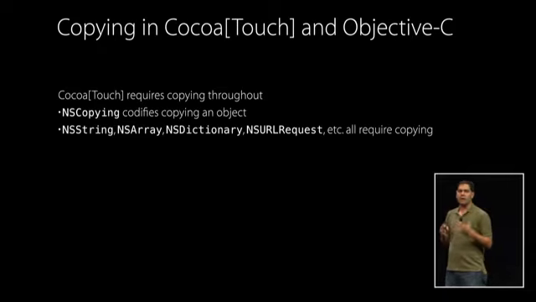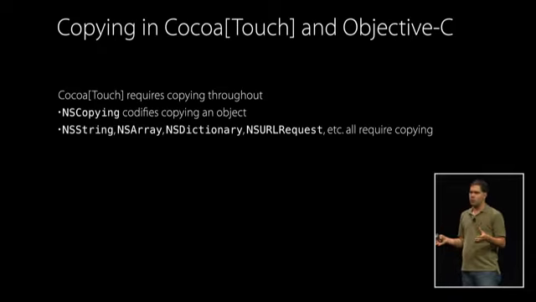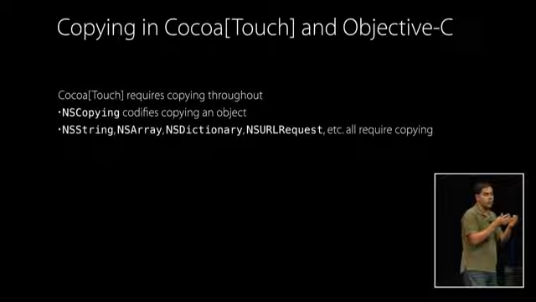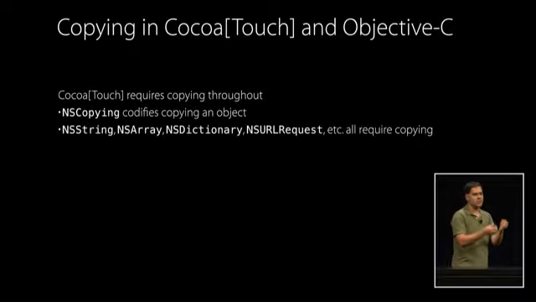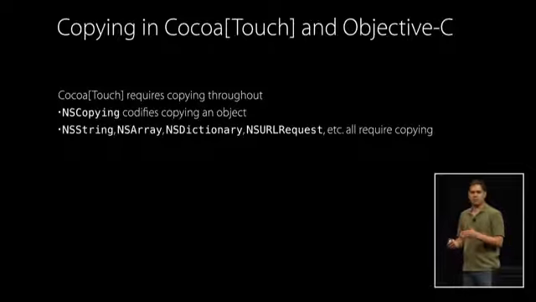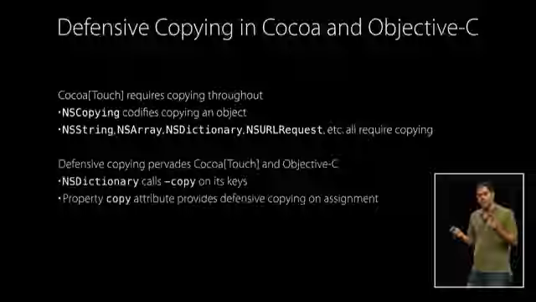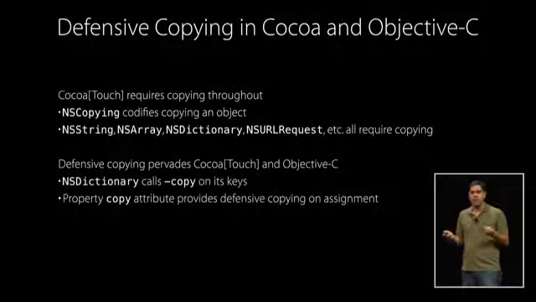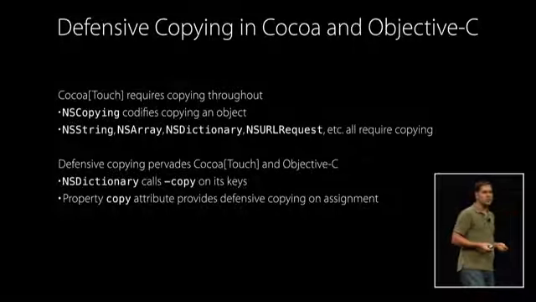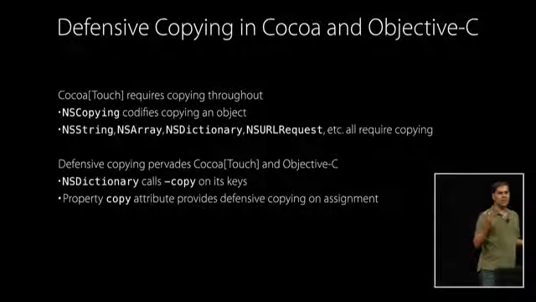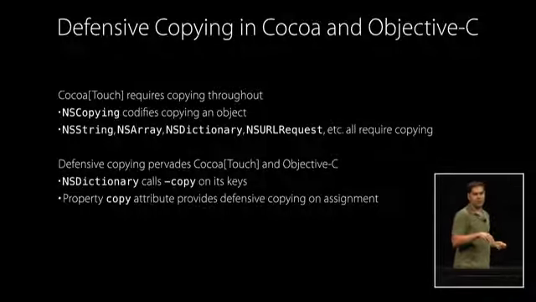So in Cocoa, you have this notion of the NSCopying protocol. And this codifies what it means to copy. And you have a whole lot of data types, NSString, NSArray, NSURLRequest, etc. These things conform to NSCopying because you have to copy them to be safe. Now, we're in a system that needs copying, and so you do see a lot of defensive copying for very, very good reasons. So NSDictionary is going to defensively copy the keys that you place in the dictionary.